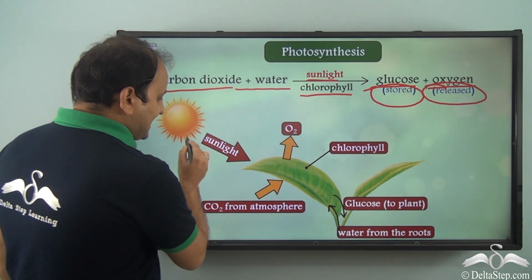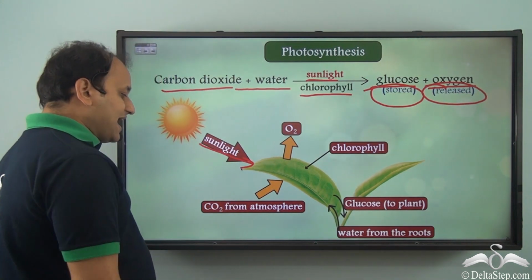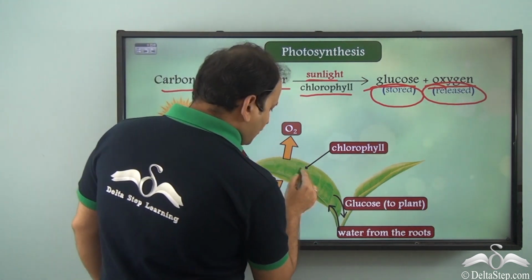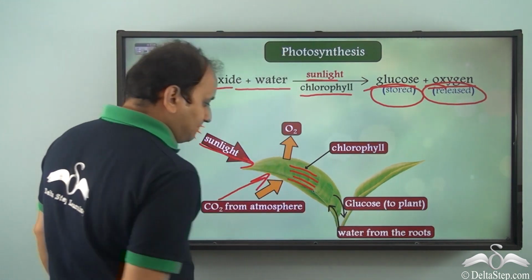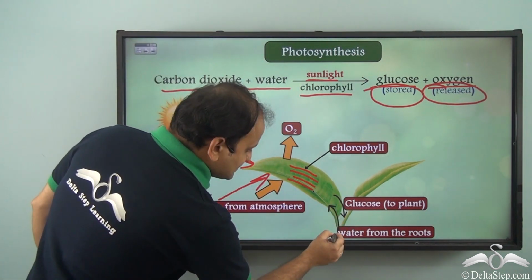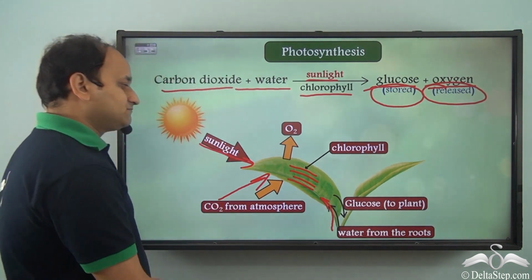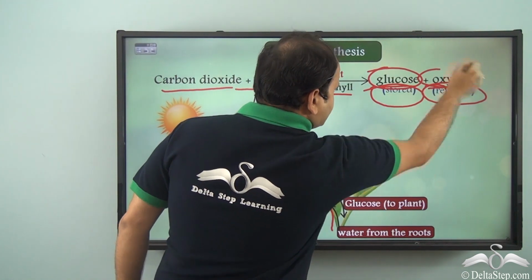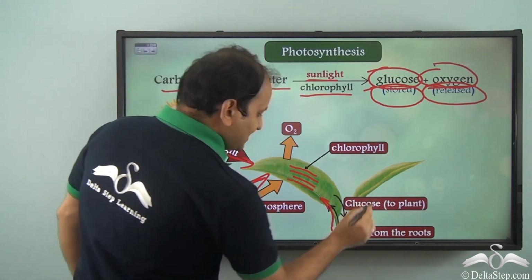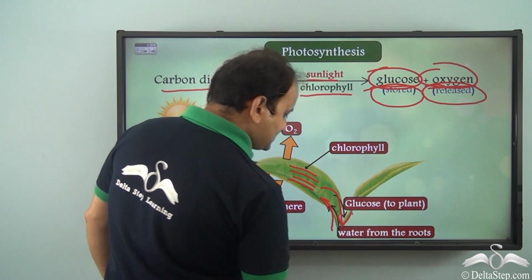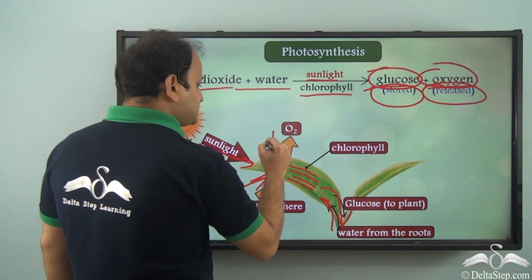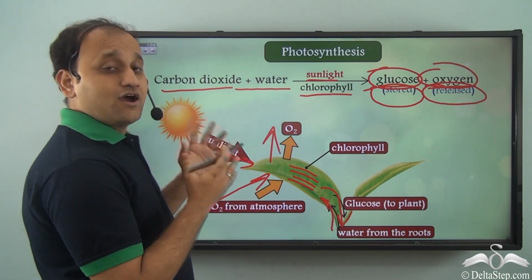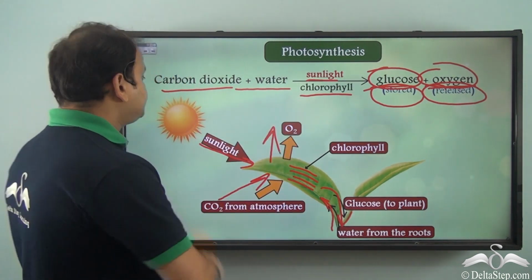So leaves get sunlight and they take CO2 from the atmosphere and they have chlorophyll inside them, and water is supplied from the roots, and there they produce glucose and oxygen. Now glucose is stored in the plant itself while oxygen is released out, and this process is called photosynthesis.